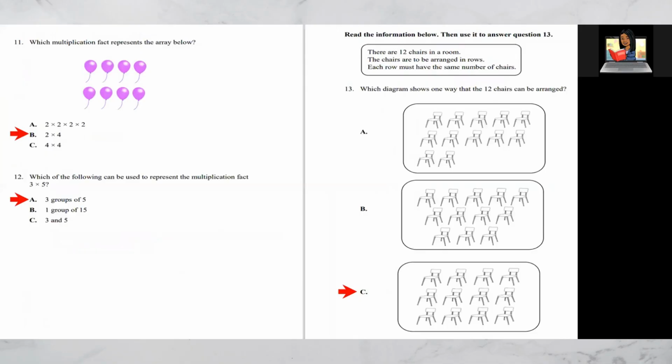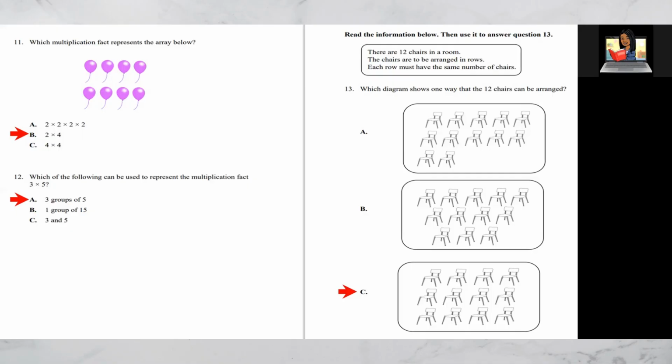Let's go to question 11. Which multiplication fact represents the array below? So we have some balloons here. 1, 2, 3, 4 balloons going across and 2 going down. So we have 2 in the column, 2 in the column, 2 in the column, 2 in the column, 4 in the row, 4 in the row, 2 rows of 4.